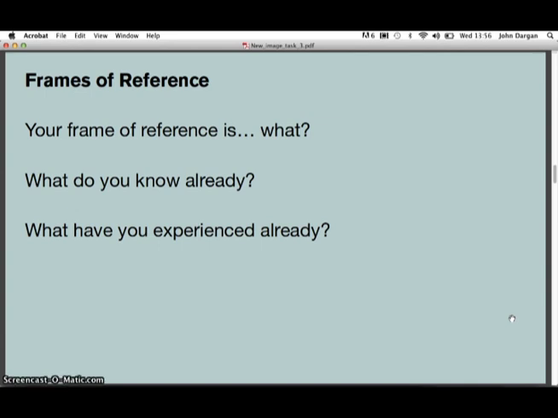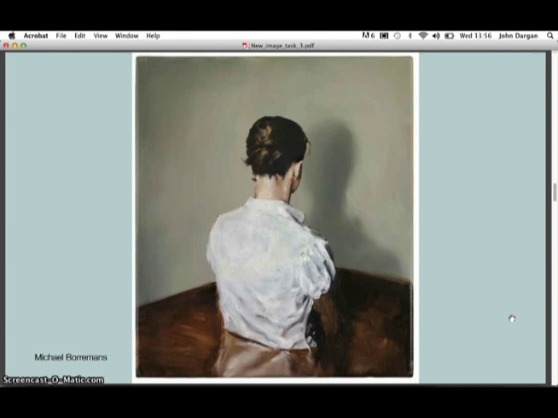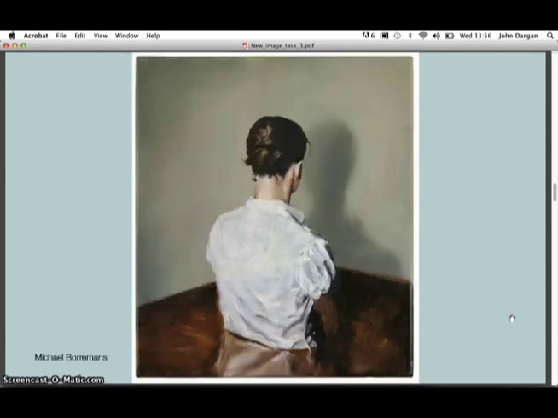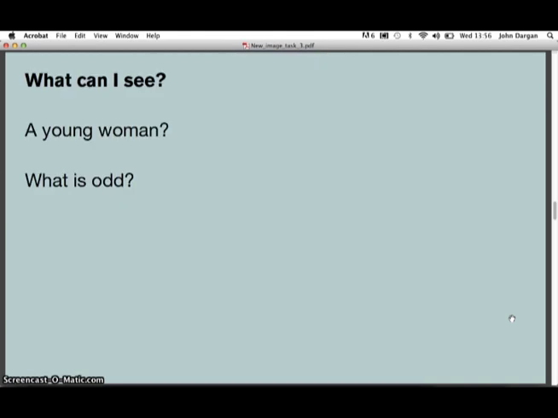So this frame of reference is important when you come to an image like this. So this is the Michael Borremans image that's in the image bank. And Michael Borremans would be considered an interesting artist by a lot of people, but would be more appropriate to the fine art pathway. So let's think about this. What can I see? Well, I can see a young woman. What's odd about this?